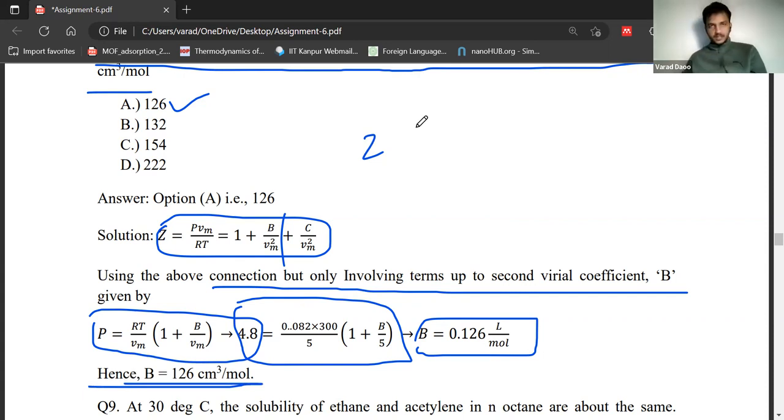Okay. So if anybody has any doubts, they can ask. Otherwise, we'll move on to the next question. But before that, I'll give you a couple of minutes to write this down. Everybody should write it down.